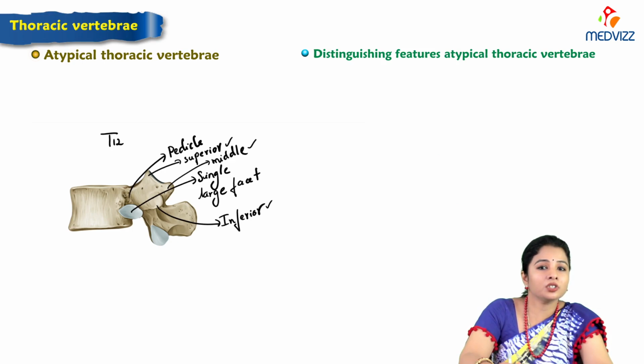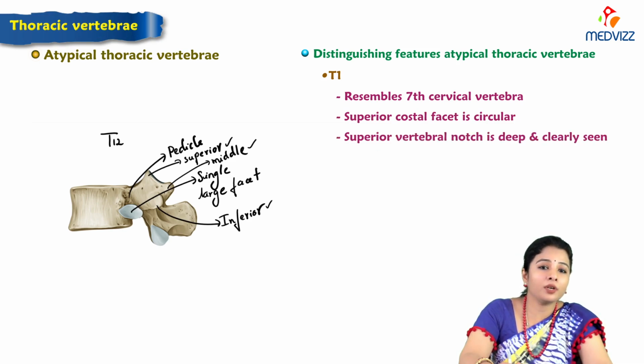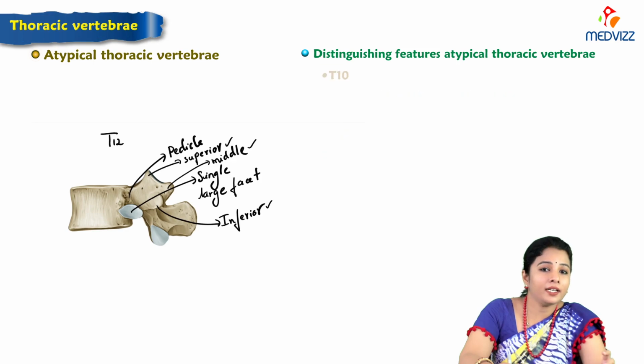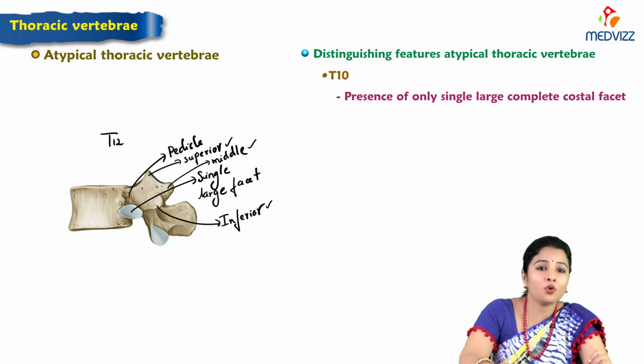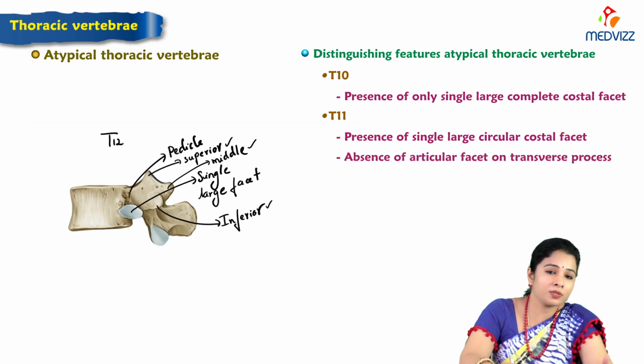So the distinguishing features of atypical thoracic vertebrae: T1 resembles the 7th cervical vertebra. Superior costal facet is circular and the superior vertebral notch is deep and clearly seen. So these are the features. And T9 has the presence of only a superior demifacet and absence of an inferior demifacet. And T10 is identified by the presence of only a single large complete costal facet. And T11 has a single large costal facet and absence of an articular facet on the transverse process.